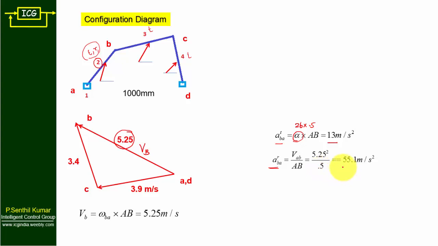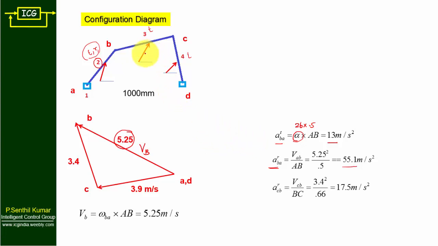500 mm times 0.5, you will get 55.1 meter per second square. So this is for the crank. Then next I'm going to find the radial component for BC. For BC and CD, there is no need to find the tangential component because we don't know the value of alpha. Since the alpha value is given for this problem, we are calculating the tangential component for the crank. Otherwise there is no need to find the tangential component for the crank also.